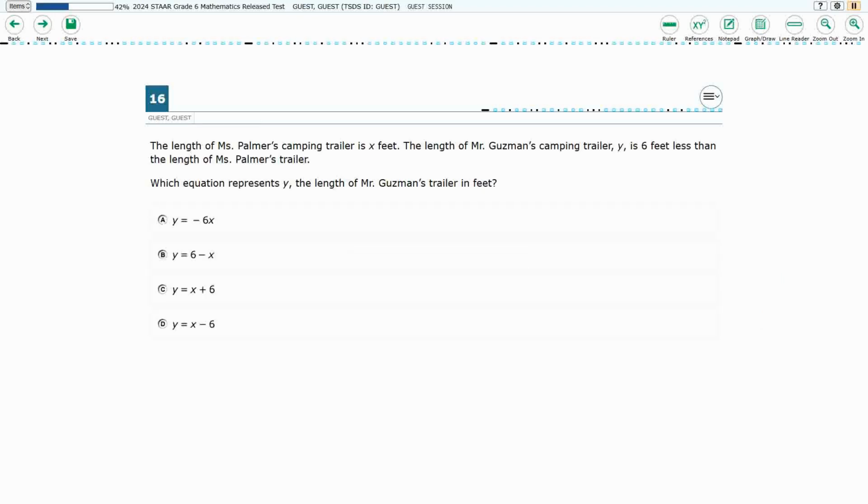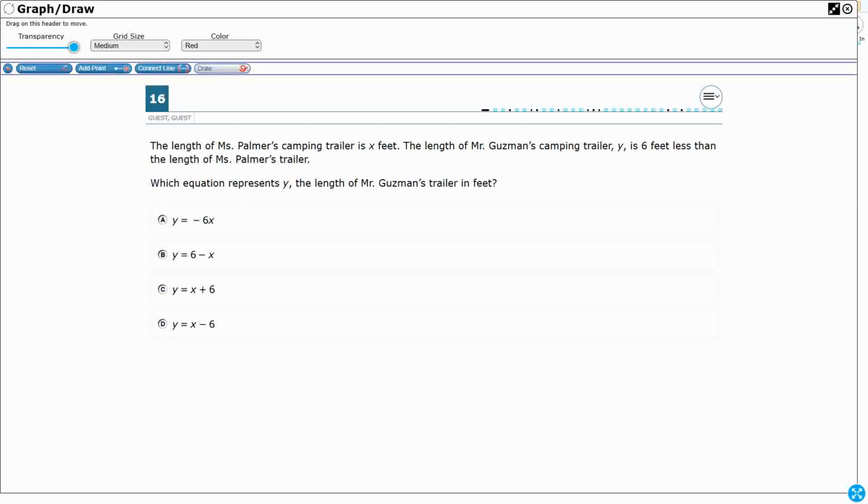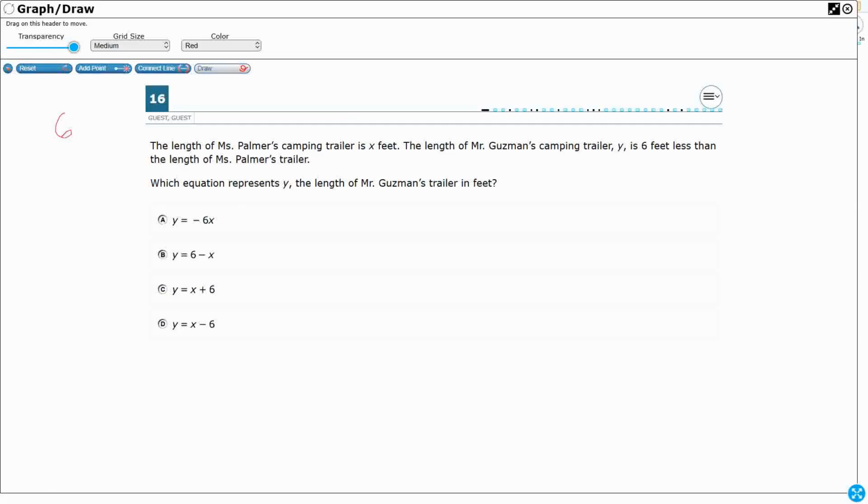For number 16, we are representing additive and multiplicative relationships. This is standard 6.6C. And we've got the story problem here about the length of Miss Palmer's camping trailer is X feet. All right, so I'm just going to draw a bar here that's going to represent that, and that's just X feet. And I'll just go ahead and put this up here, Miss Palmer's camping trailer.